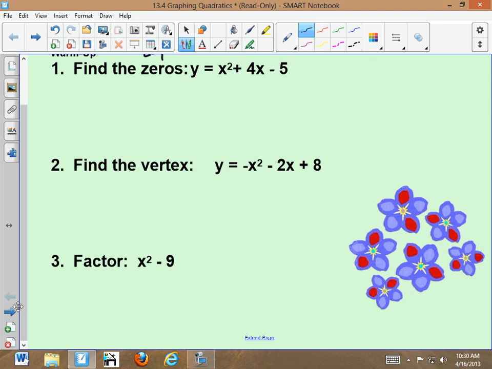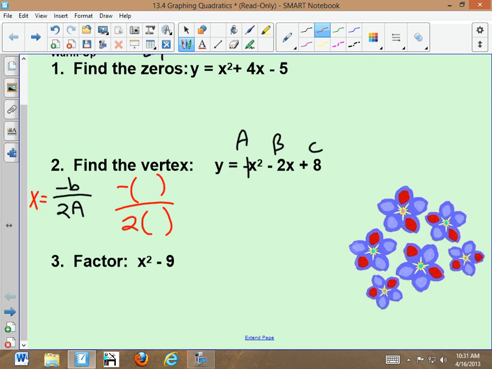Okay, now we're going to find our vertex. It's very easy to find our vertex as long as we know the opposite of b over 2a. There's a -1 here. That's a. That's b. That's c. So, the opposite of b all over 2 times a. This is how I find the x value of my vertex. I rewrite this formula right here, and now I'm going to substitute stuff in.